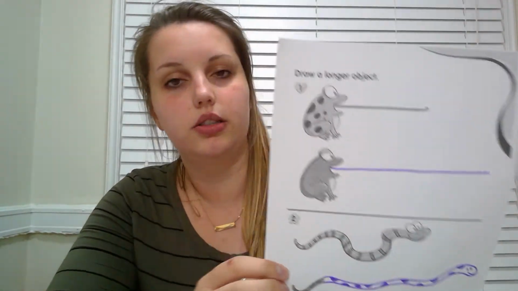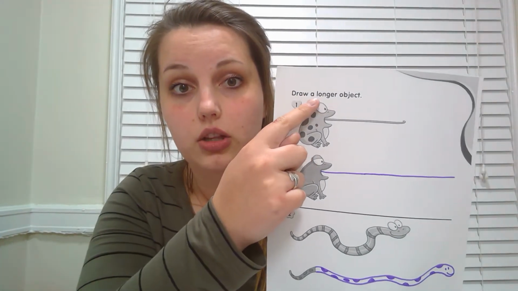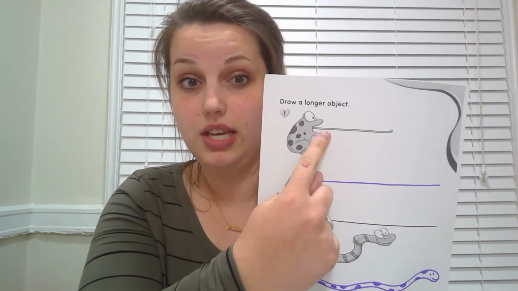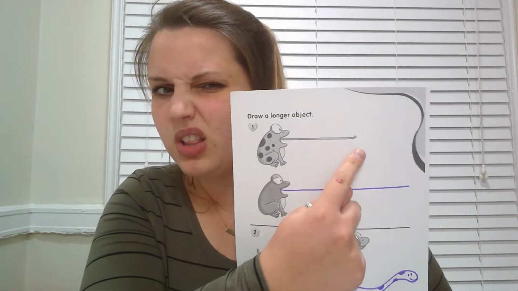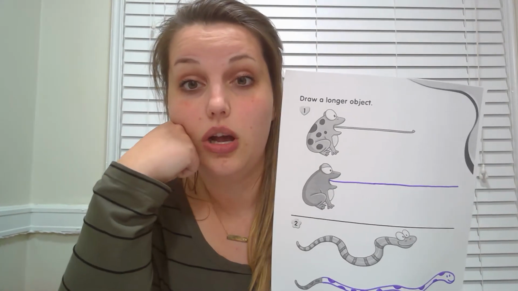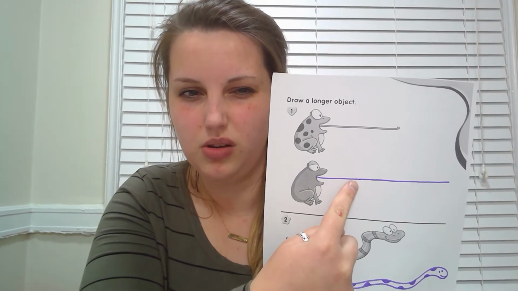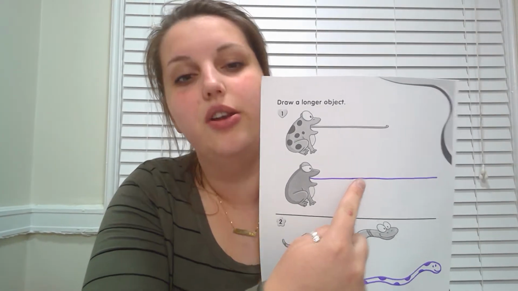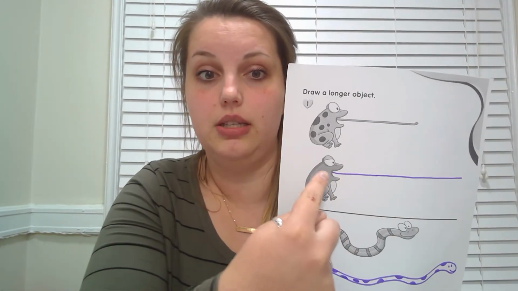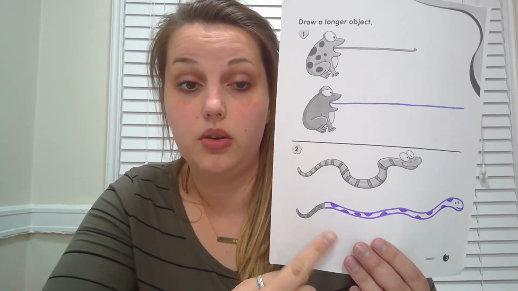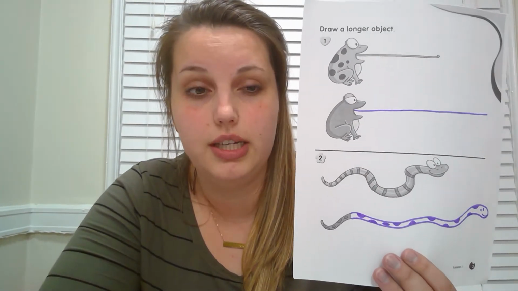And then we also talked about drawing a longer object than what was already on the page. So we saw here, this frog's tongue went a little bit further than the middle of the page. So if we have to draw something that's longer, does that mean our frog tongue would go just to right here? No, that's right. We'd have to draw longer, so it would need to be longer than this tongue right here. And then the same thing goes down here.